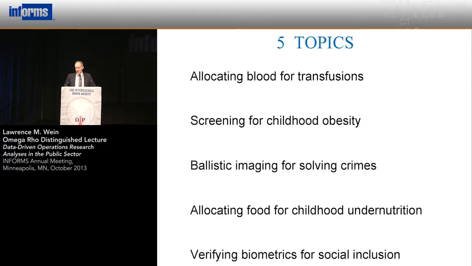We have one problem that's a classic problem on allocating blood for transfusions, 2 newer problems that are about height and weight of children at both extremes, obesity and undernutrition, and then 2 problems that are essentially biometric problems. That would be ballistic imaging and the universal identification program that India is currently undertaking.